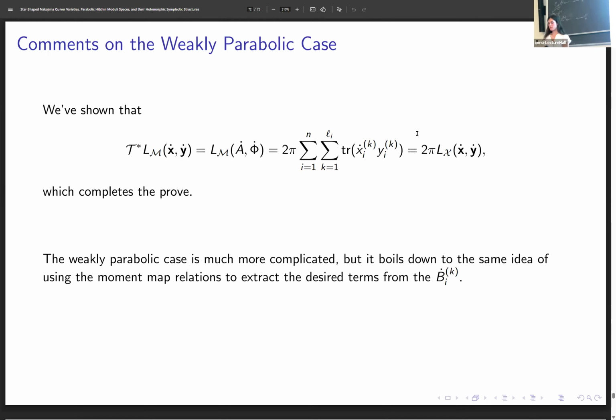To prove this in the weakly parabolic case, it's more complicated because now there's 2 deformations and there's just many more terms to worry about. But after doing all the hard work, you end up with the same result.